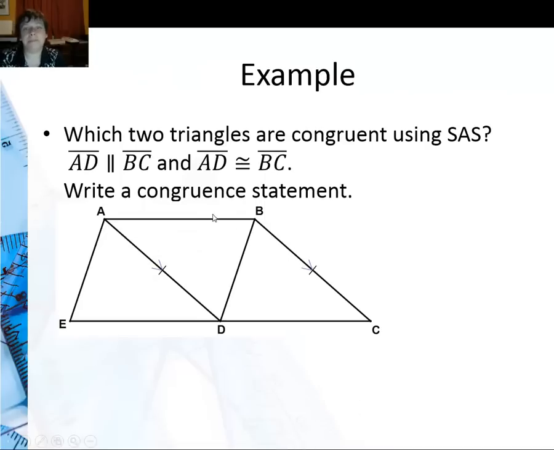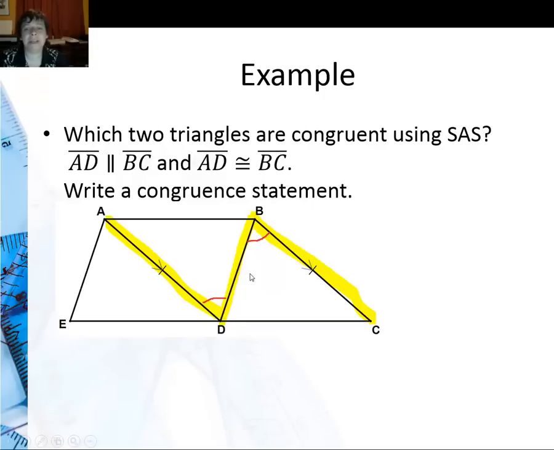In this example, I'm trying to determine which two triangles are congruent by side, angle, side. Now, I already have the markings here. AD is parallel to BC, and also AD is congruent to BC. So the question is, what is my congruent statement? Which two triangles can I say are congruent? Well, you might be tempted to say EAD and DBC, but let's see what we know. First of all, I've got parallel lines and a transversal. So automatically, I know these two angles right here are congruent.